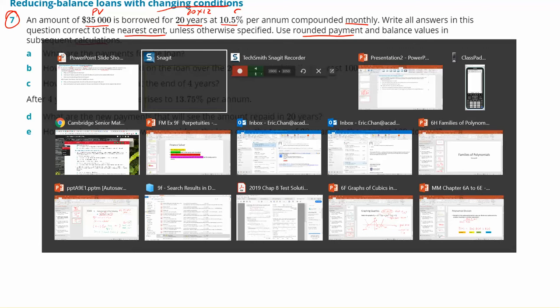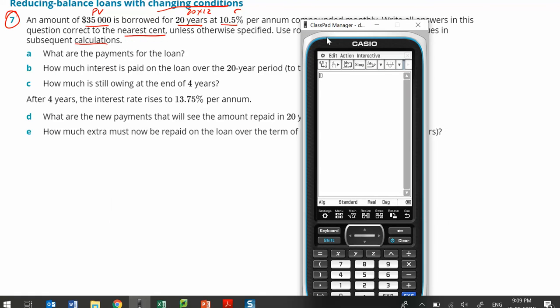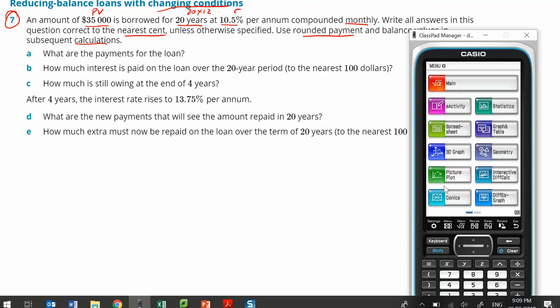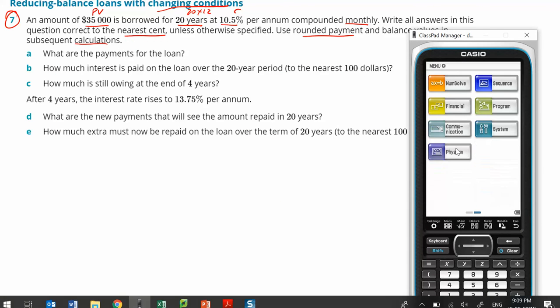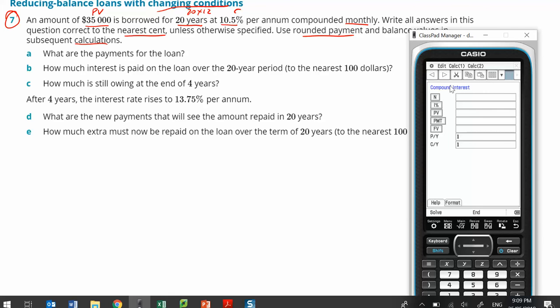Okay, so we'll go to our finance solver. Go to financial, compound interest. Now enter what we know. 20 years, 20 times 12. My interest rate is 10.5. PV is positive or negative? We're borrowing money, so it must be positive because money's coming to you. My payment is what we're trying to work out. My final value is 0 because I want my loan to go to 0, amortizing, 12 and 12. So my payment is 349.43.